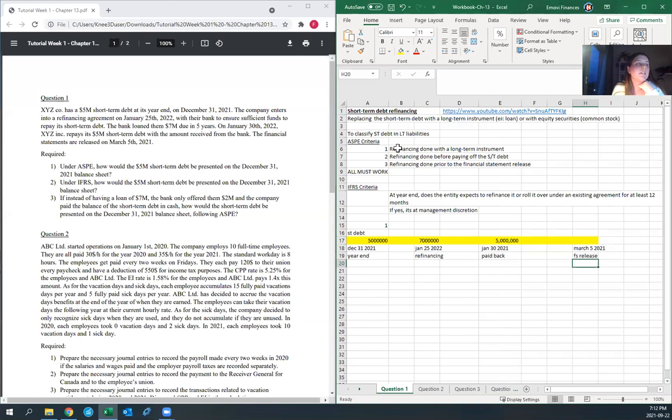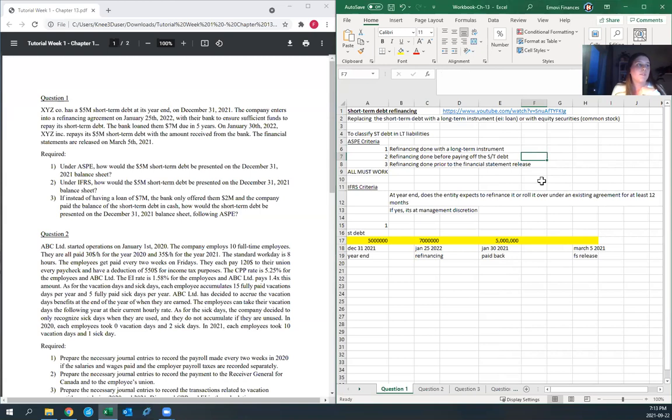One, is a refinancing done with a long-term instrument? The answer is yes, it's done with a long-term debt of $7 million, so that checks it. The amount is also greater than our short-term debt, which is good, because we don't have to ask ourselves the question, do I put it all in long-term liabilities? Because the amount is greater. We're going to look a little bit later what happens if the amount of refinancing is lower than our short-term debt. So this is a first yes.